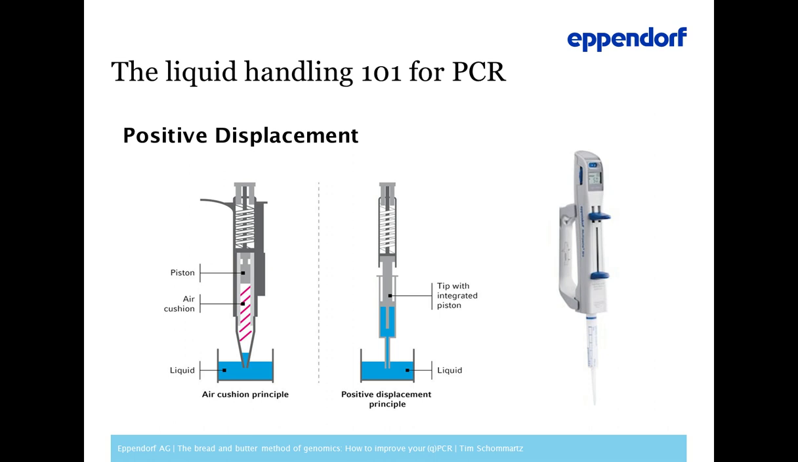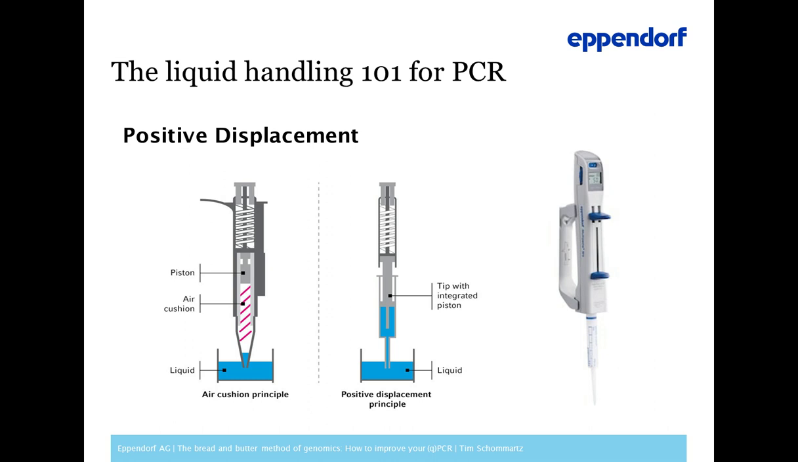So I also mentioned positive displacement. This comes into play when you have a liquid which is really tricky to handle. If you take a regular air cushion pipette, as you can see on the left-hand side, you have a piston, and in between the piston and the liquid, there is an air cushion. And depending on the properties of this liquid, this air cushion sometimes can make the handling difficult. So let's say if you have a very warm liquid or a cold liquid, or also something which is volatile or very viscous.